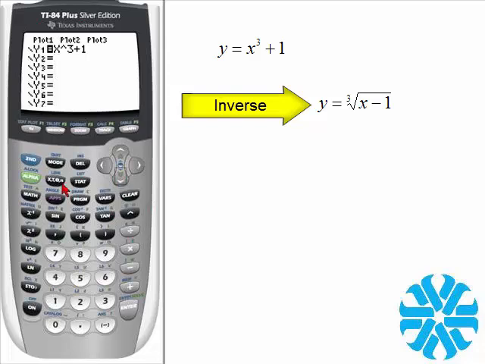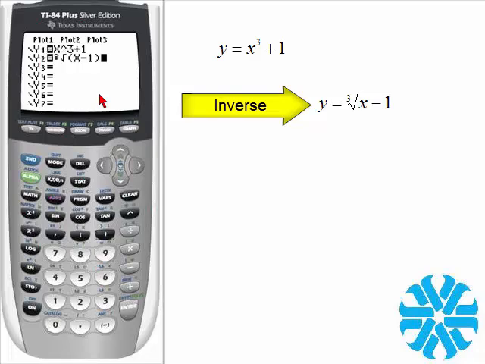So we need to use a key that we haven't used in a while, and that's the math key. If we hit math, there's the cube root right there. It's a built-in one, so we can hit number 4. And we're simply going to put in x subtract 1, and then close the radicand. So we have the original function, and then this is the inverse of that function.